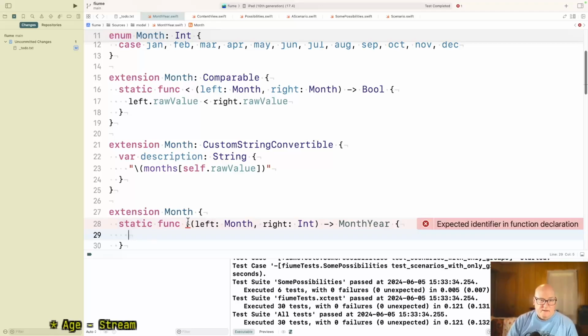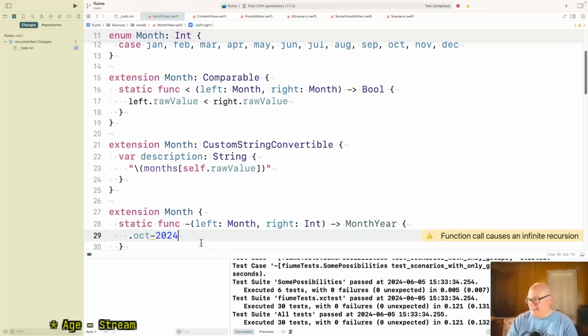Expected identifier. I don't know. If it's dash, we would do like Oct 2024. That's not bad. That's almost. Yeah, in some sense it's adding the year. I guess what our choices are, we could say times plus at. That's not so bad.